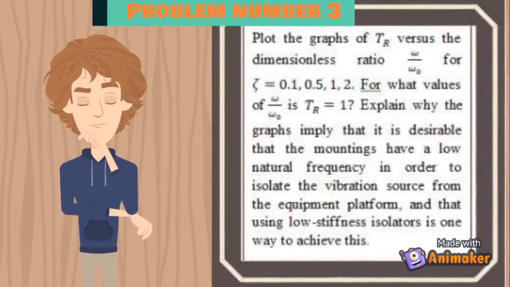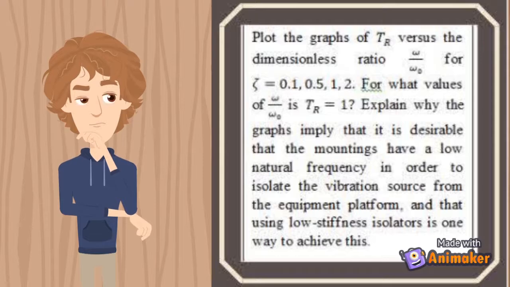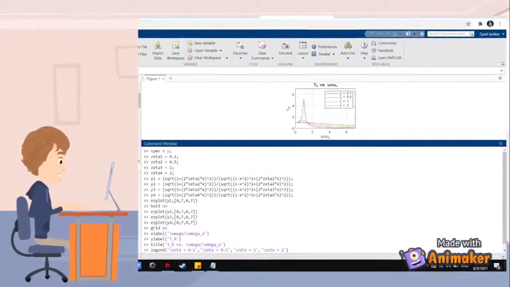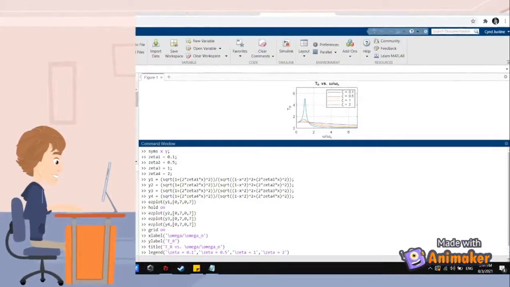Plot the graphs of T_r versus the dimensionless ratio omega over omega naught for zeta equal to 0.1, 0.5, 1, and 2. For what values of omega over omega naught is T_r equal to 1? Explain why the graphs imply that it is desirable that the mountings have a low natural frequency in order to isolate the vibration source from the equipment platform, and that using low stiffness isolators is one way to achieve this.